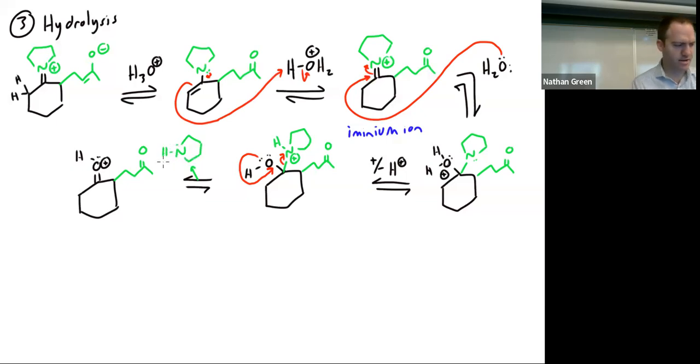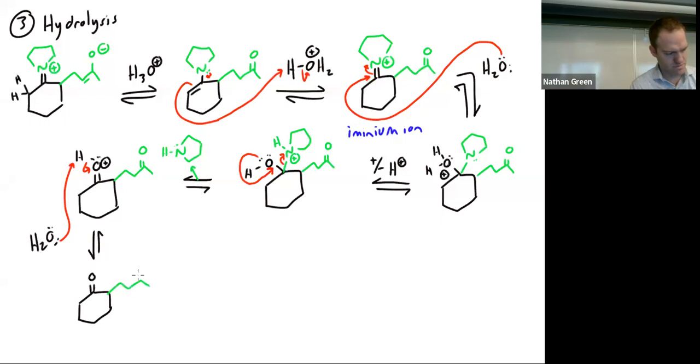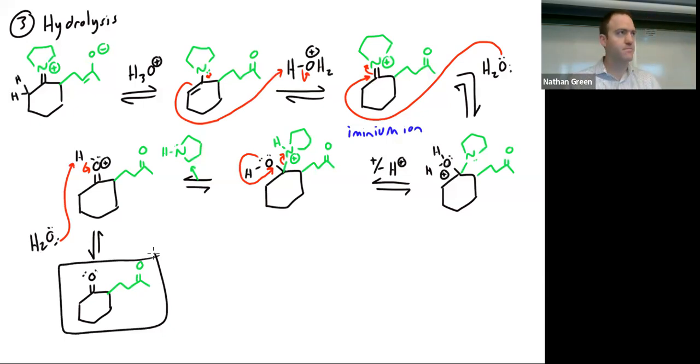So I get my pyrrolidine back. And then the final step is a base. Since we're using H3O plus, the base that I'm going to use here is water. We'll take that proton. Get us back to our carbonyl compound.